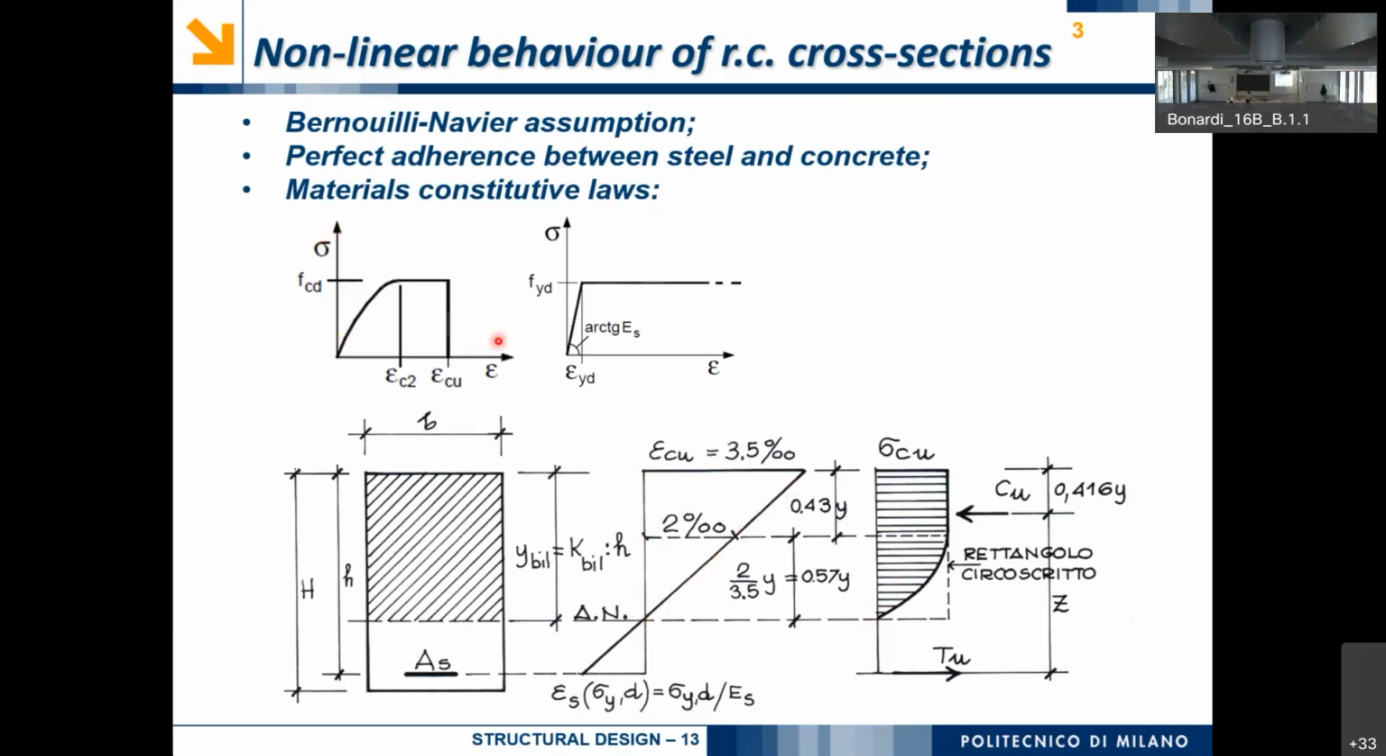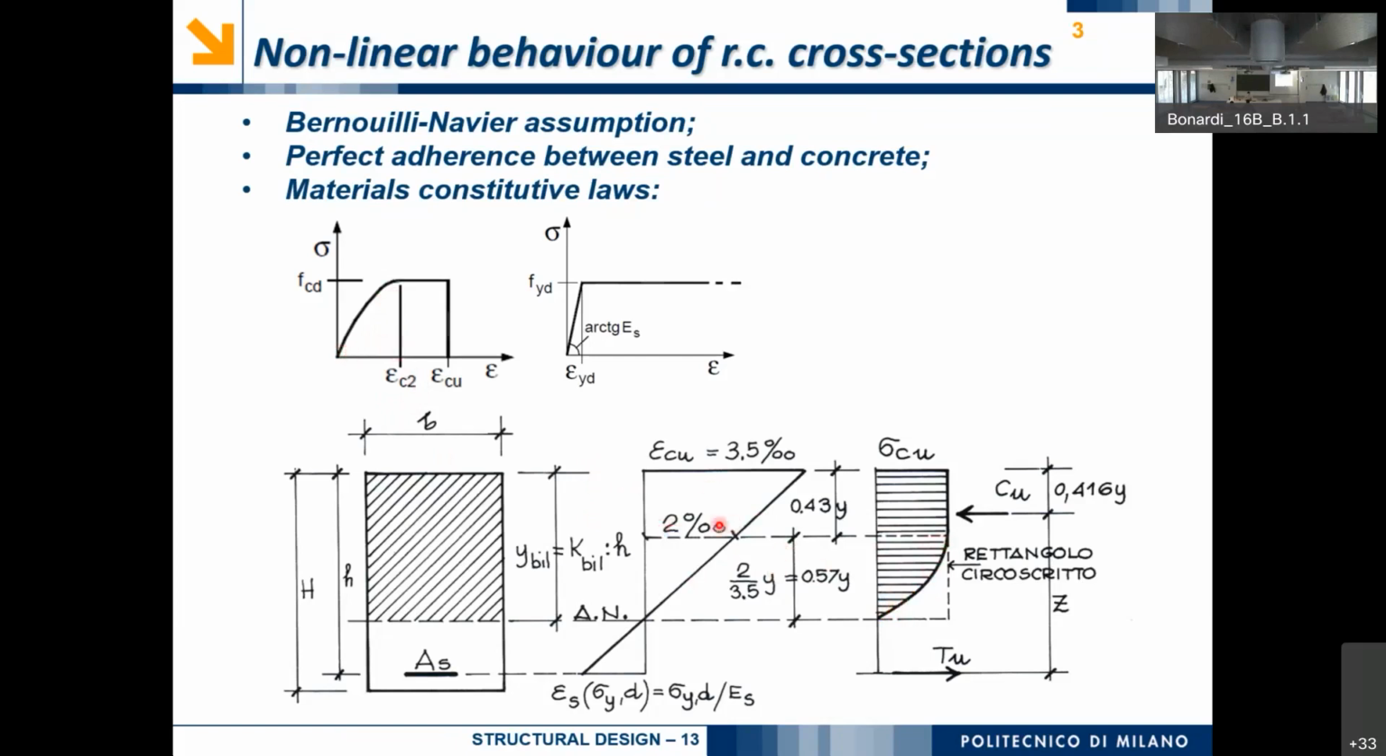Using this diagram, the constitutive law that is plotted here, we can enter in this diagram. We know the level of strain of that fiber, and we obtain the corresponding stress of that fiber. When the strain is between 0 and 2 per thousand, which is roughly the value of epsilon C2, the stress will not be a line, but will be some parabola. We'll have a parabolic behavior.